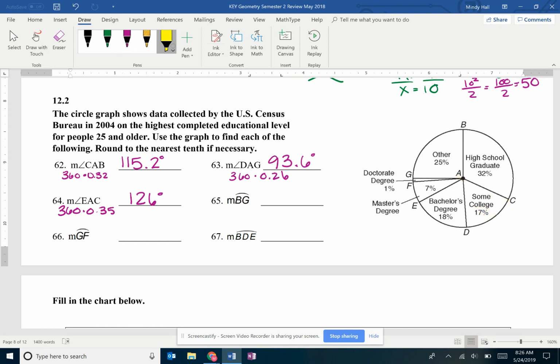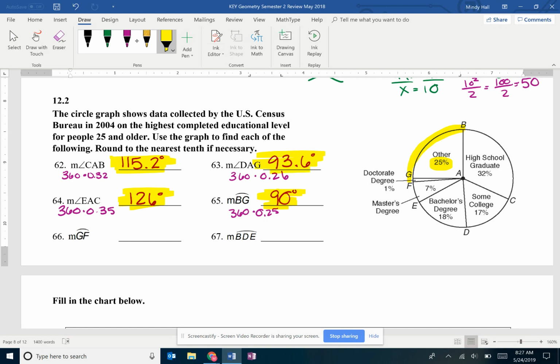For the next one, we want the measure of arc BG. So from B to G, it is the arc. Notice that takes care of this 25%. So then we would have 360 times 0.25, which is 90 degrees. And I realize I should probably highlight these. There we go. All right.